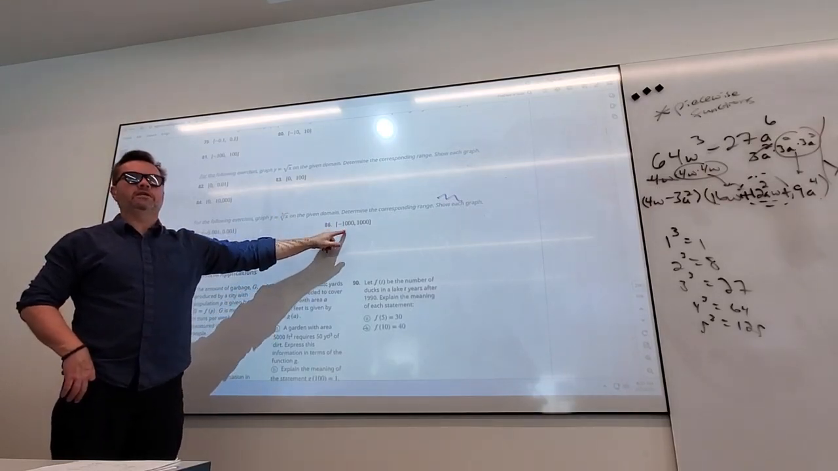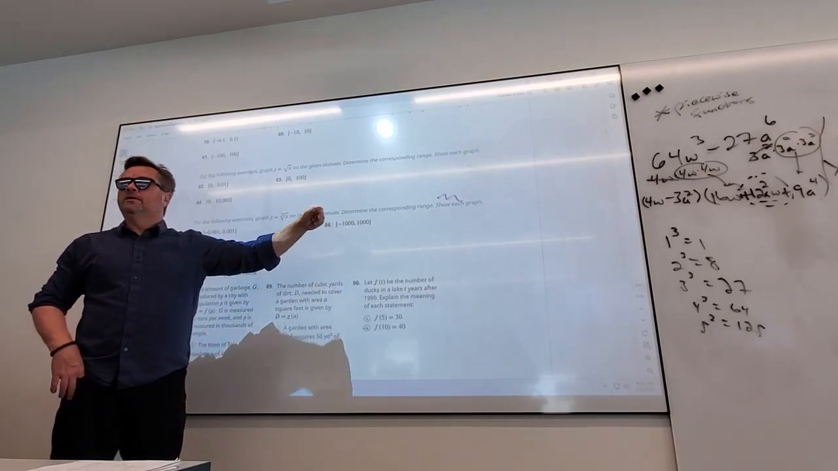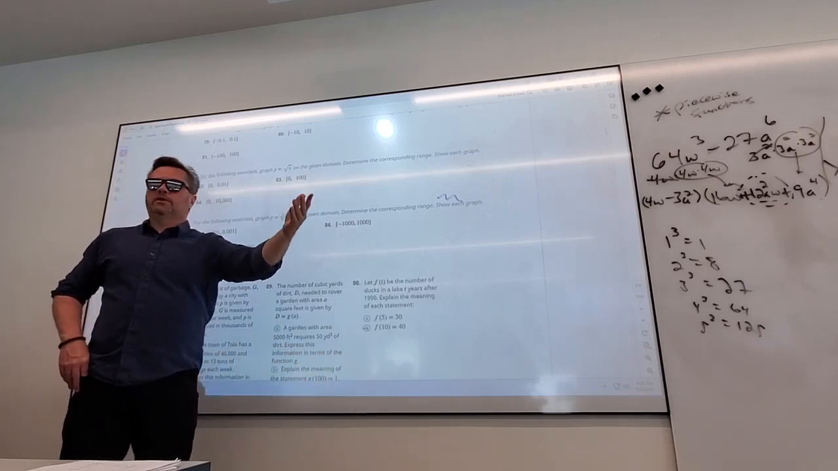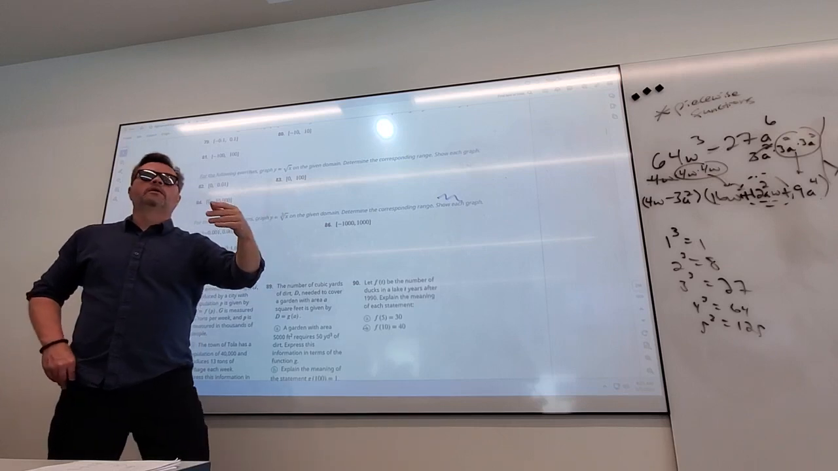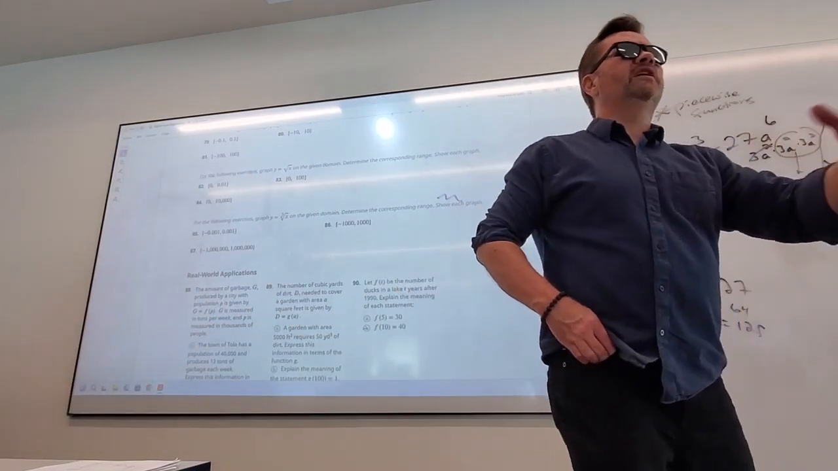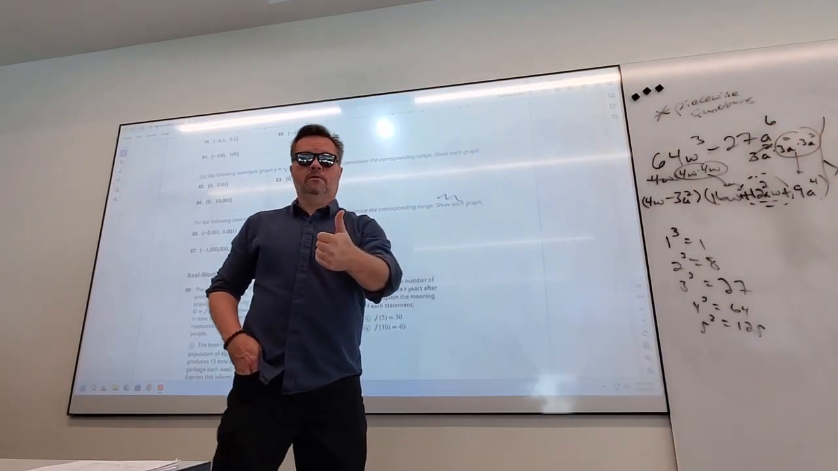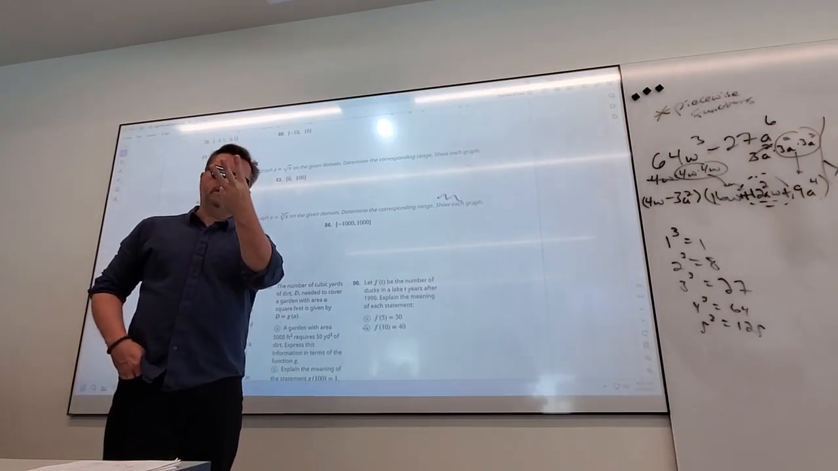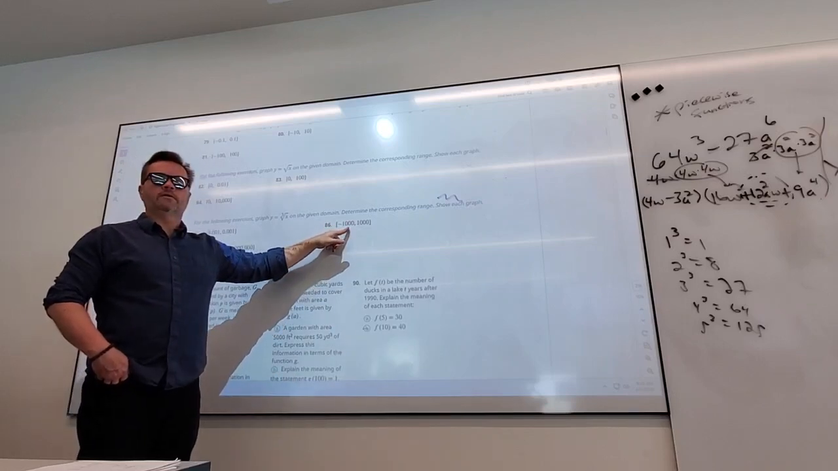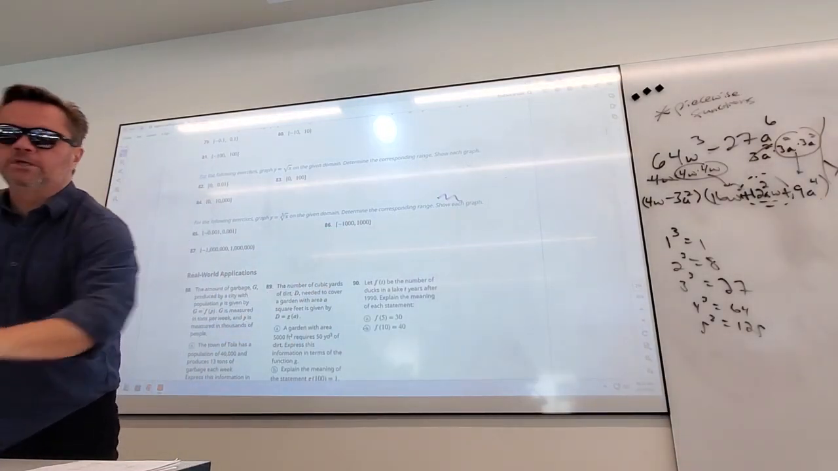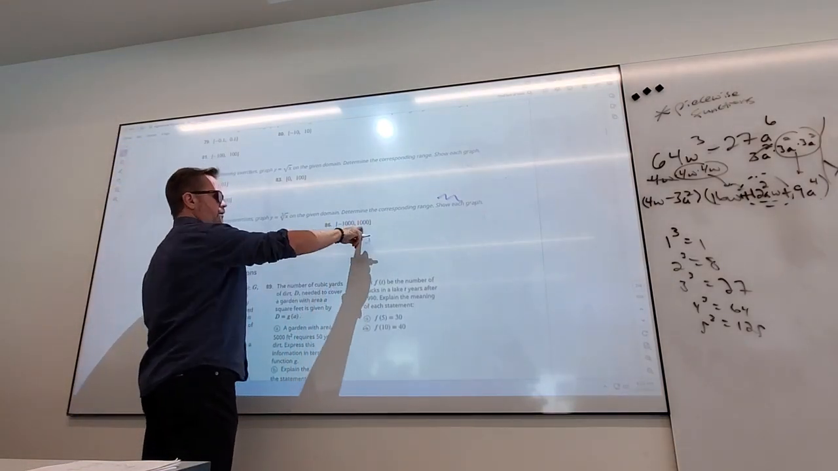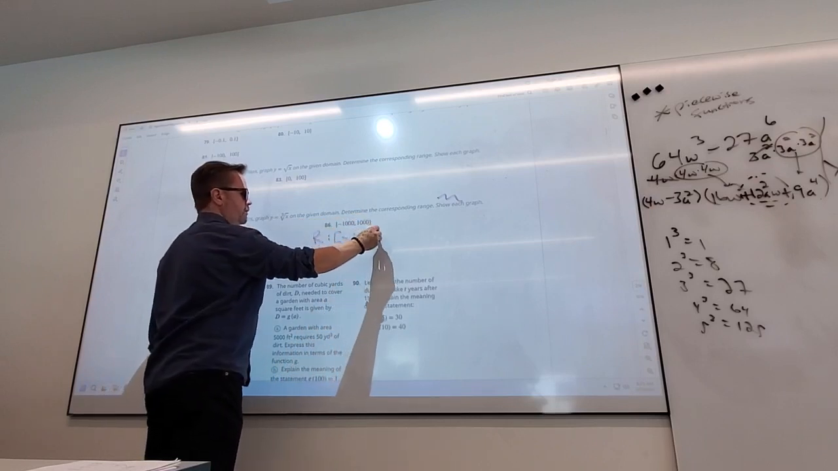What do I cube to get negative 1,000? What do I square to get 100? 10. So what do I cube to get 1,000? 10. Right? 3 zeros. So I need 3 tens. What do I cube to get negative 1,000? Negative 10. I love it. So what's the range going to be? So far we know it's going to go from negative 10, and of course that's going to be 10.